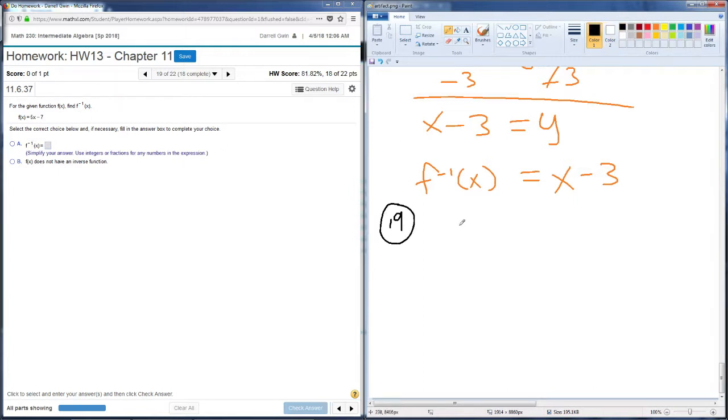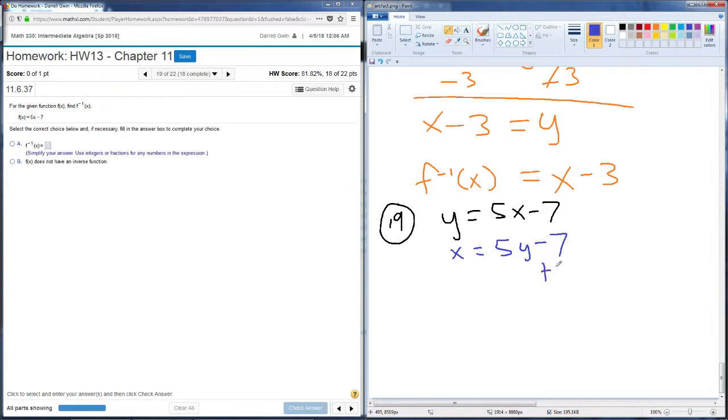Find the inverse function of f(x). So we have f of x equals 5x minus 7. Step 1: change f of x to a y, so y equals 5x minus 7. Step 2: interchange all the x's and the y's. Step 3: solve for y.